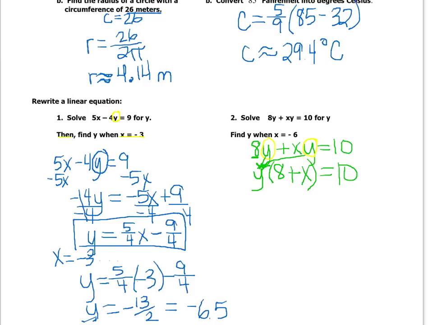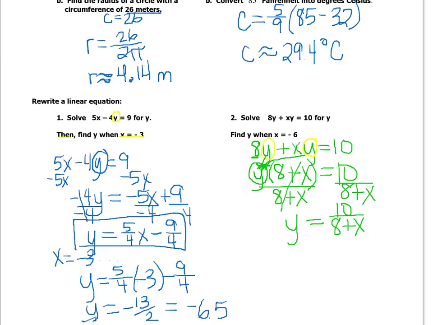My goal here, though, is to get this y all alone. So I need to move that 8 plus x. And notice, right here, there's no sign, so it means they're multiplied. So to undo multiplying, you divide. And we're going to divide by that whole thing, 8 plus x. We're going to divide by that whole entire quantity because I want to move the whole thing. So those cancel. I have y equals 10 divided by 8 plus x.